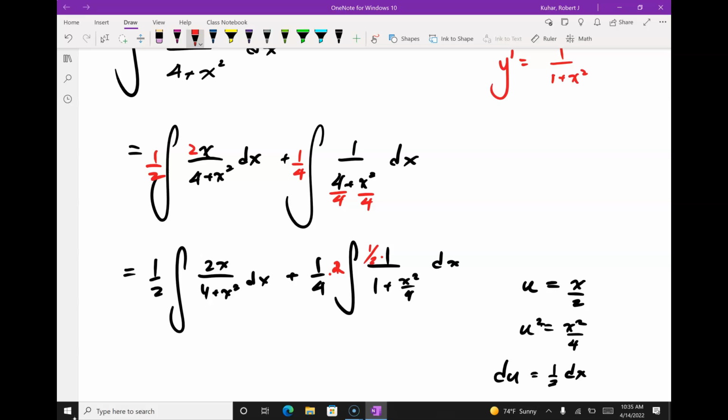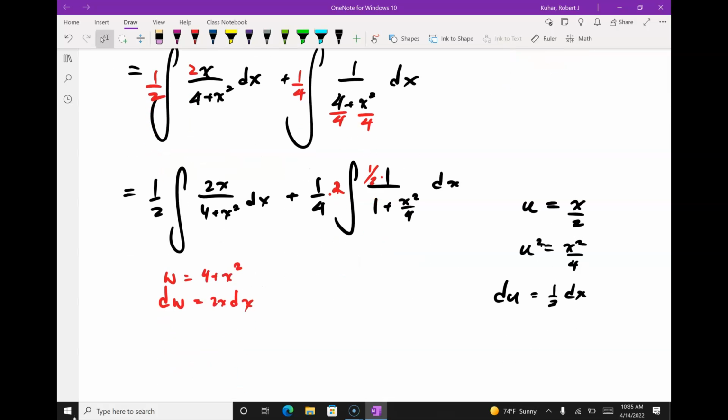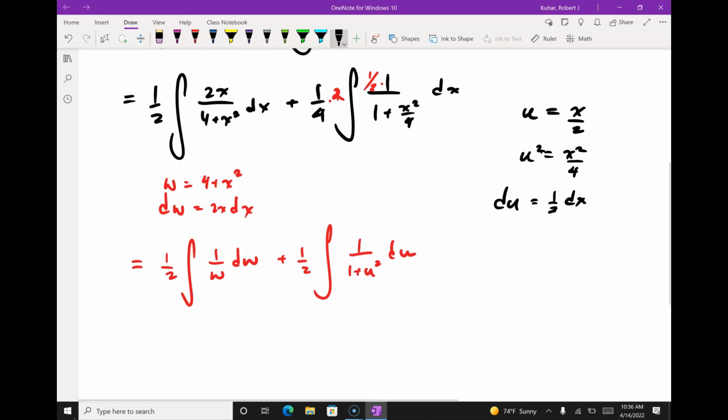Over here, I'll do a w. I'll let w be the downstairs, right? And so dw is 2x dx. So I have 1/2 times the integral of 1 over w dw plus 1/2 of the integral of 1 over 1 plus u squared du. Nice, I'm back to step 1.